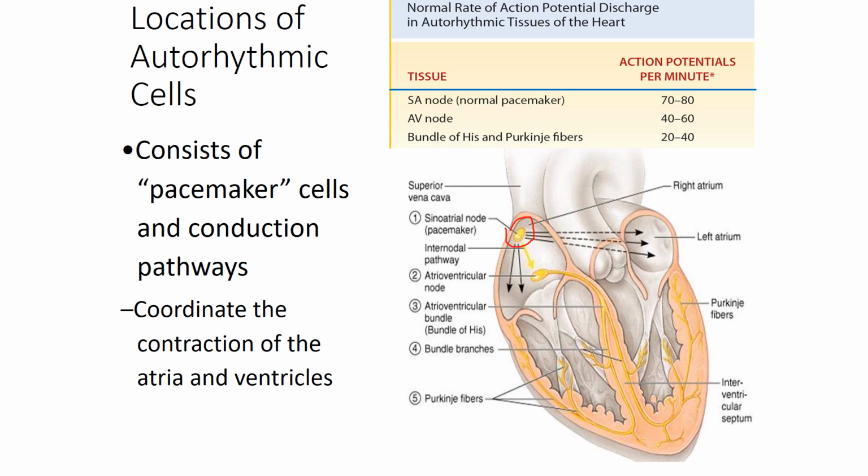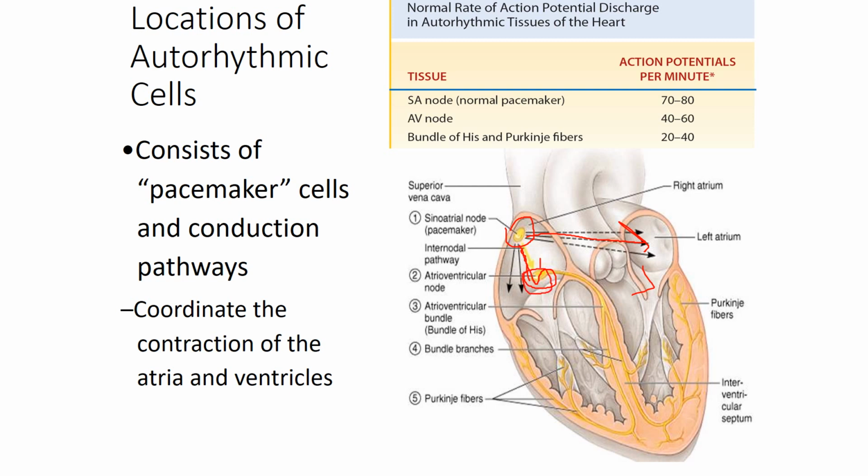And so the depolarization then is going to spread through the atria via gap junctions, and then also we find this within the right atria, and this is going to spread into the left atria by internodal pathways. Okay, and then that will go to the next cluster, which is the AV node, or atrioventricular node.